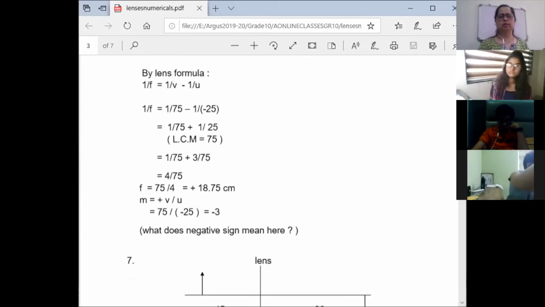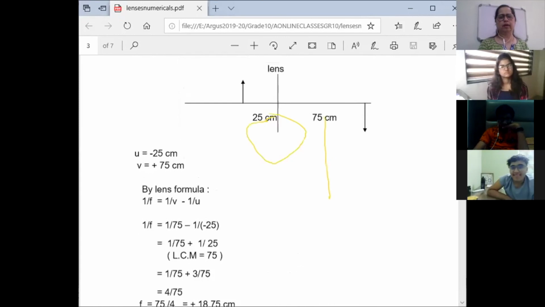So, did you follow this? Anyone has any problem? See this diagram. I will send you. Don't worry. I'll send you this worksheet.